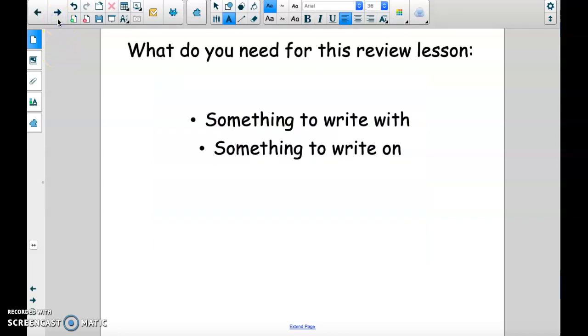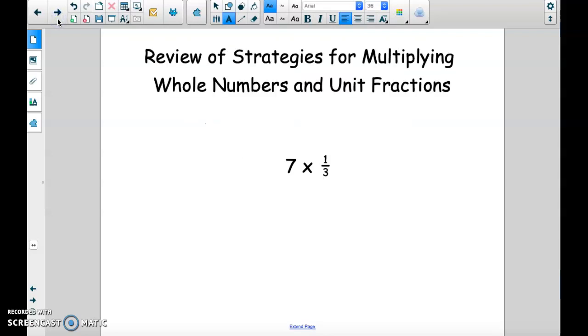So today, all you're going to need is something to write with, whether that be a pencil or a dry erase marker, and then obviously paper, or if you have a dry erase marker, you can go ahead and get a dry erase board as well. Just something to write and to write on so you can be successful for today. What we're going to really spend today on is multiplying a whole number by a unit fraction, okay?